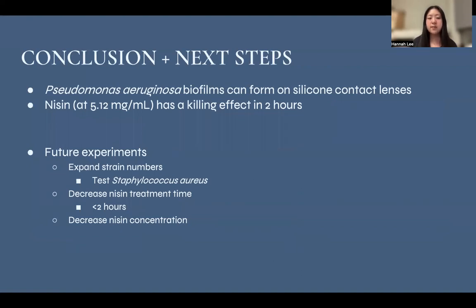For future experiments, I would like to expand the strain numbers. I would like to test more Pseudomonas aeruginosa strains, as well as test the other common strain in bacterial keratitis, which is Staphylococcus aureus. I would like to decrease the nisin treatment time to under 2 hours, because we see that there are no cells present after 2 hours. So I'd like to go into 30 minutes, an hour, maybe even lower. And then I would also like to decrease the nisin concentration. Right now, we tested it at 5.12 milligrams per milliliter, but I'd like to see if they can have the same killing effect with a lower dilution.